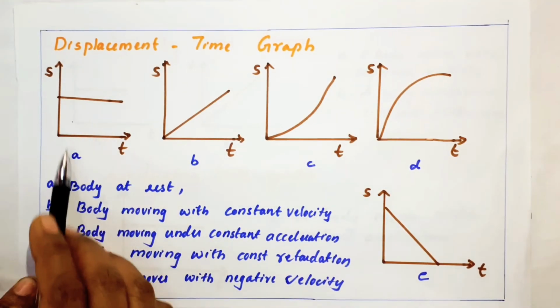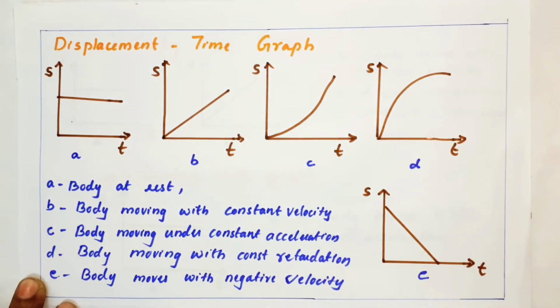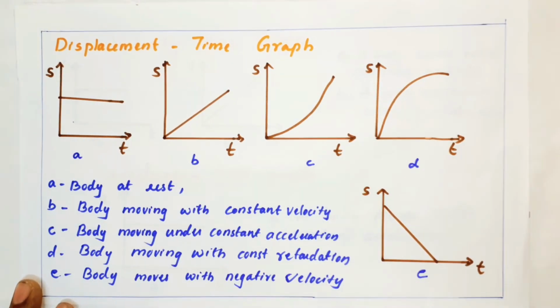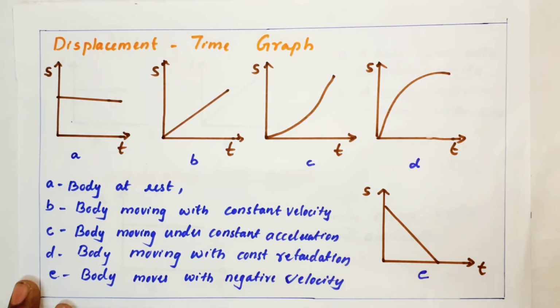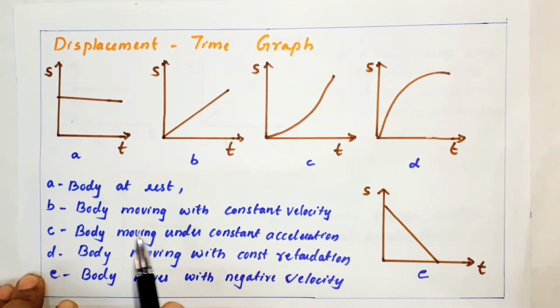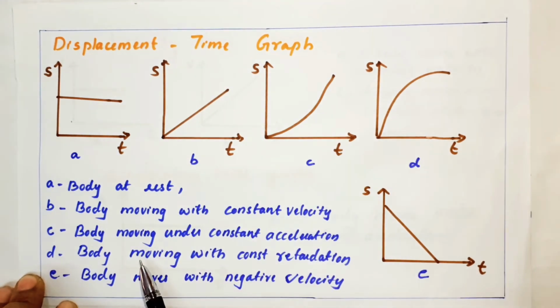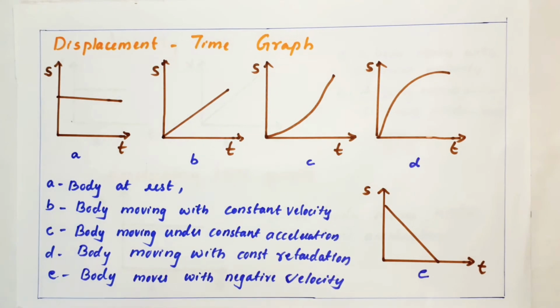First graph, if you see, as the time increases, S is not changing. S is the same. The meaning is the body is not at all moving, or the body is at rest. It is for a stationary body. Second graph, as the time increases, displacement increases, and it goes in a straight line, which means, you remember, the body is moving under uniform motion.